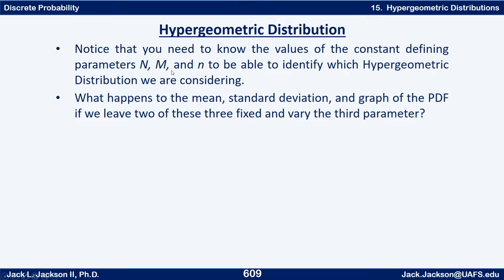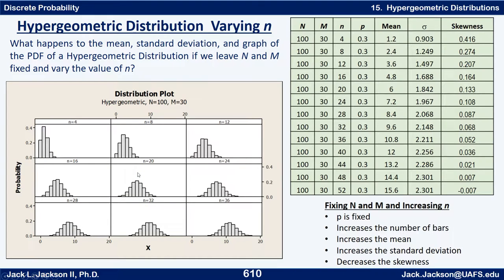So we have these three parameters, N, M, and then the other n. What happens if we leave two of those fixed and change the third one? So for example, here, I'm leaving the population size fixed, in this case at 100. The number of successes in the population is fixed at 30, so that makes p fixed at 0.3. The proportion of successes in the population is 30% or 0.3.